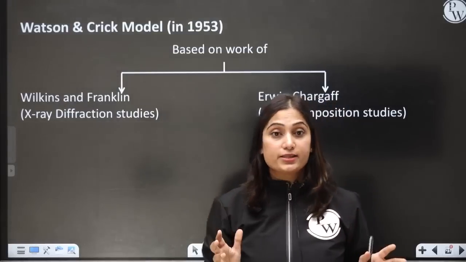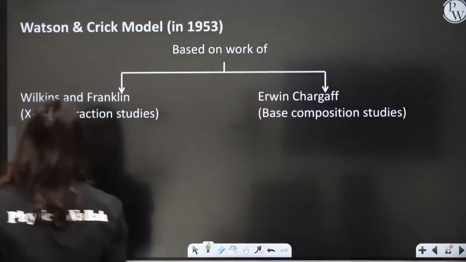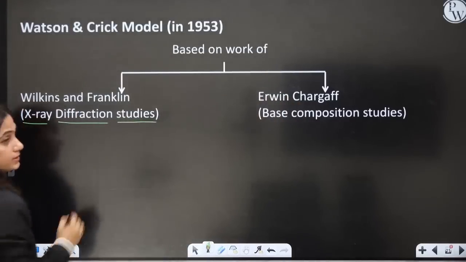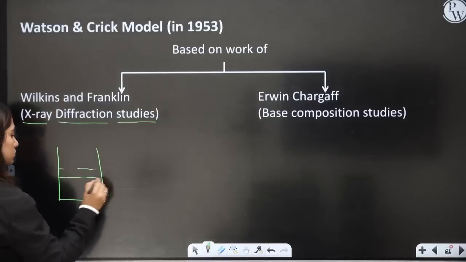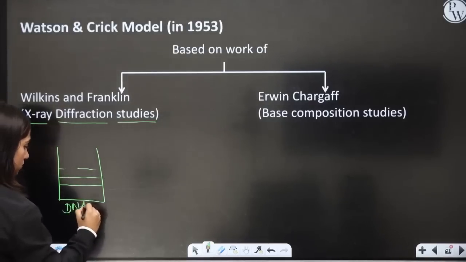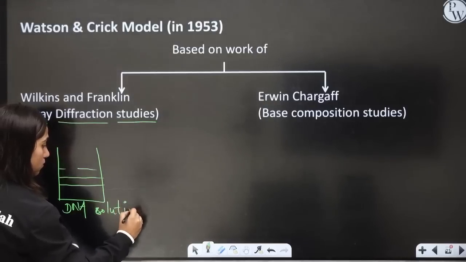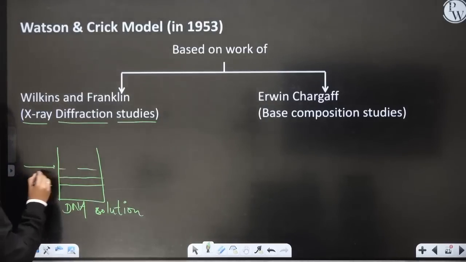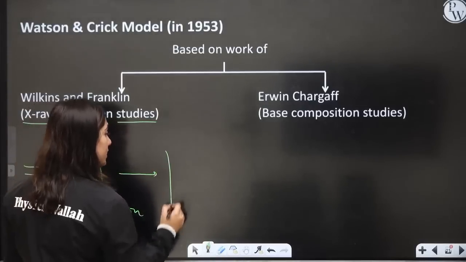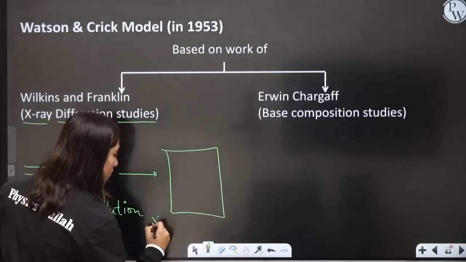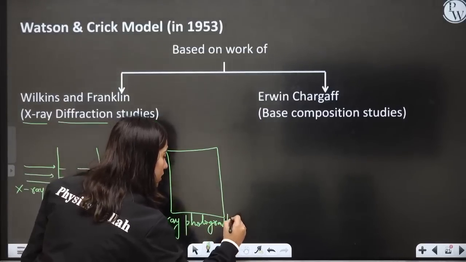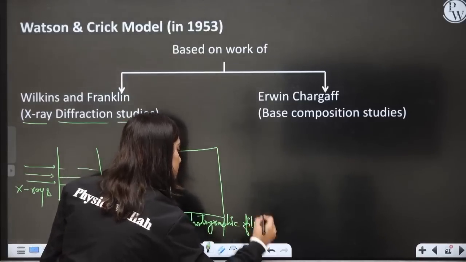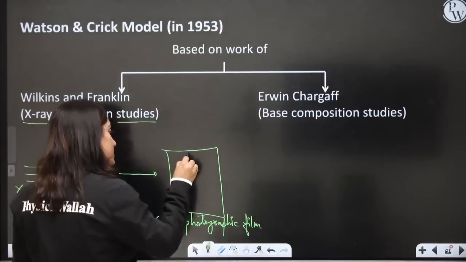Let's discuss what the Wilkins and Franklin model is. It is a model based on X-ray diffraction studies. What is it? They took a DNA solution and exposed this solution to X-rays, and what they got on the X-ray photographic film, they got this kind of picture of DNA.